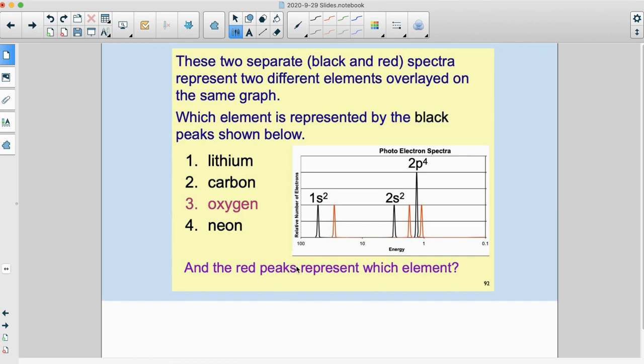Now let's look at the red peaks. Again, we have 1s2, 2s2. This one's the same height, so this must be 2p2, with the same number of electrons in the 2p as in the 2s. Now we have 2 plus 2 plus 2, that's 6 electrons. So the red must be carbon.